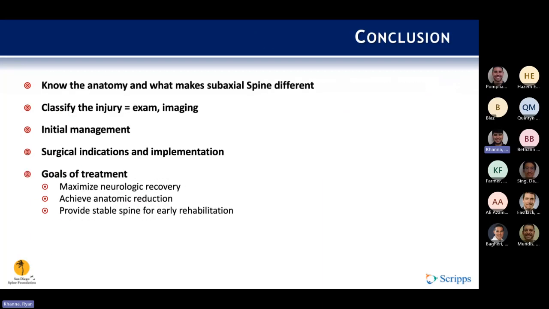So in conclusion, when evaluating these patients, you need to understand the anatomy and what makes it different from the thoracolumbar and upper cervical spine. You need to have a classification that you reliably use. In my experience, AO Spine seems to be the most reliable between different observers. Know how to manage these patients both non-operatively and operatively, and the goals are to stabilize as well as to maximize neurological recovery.